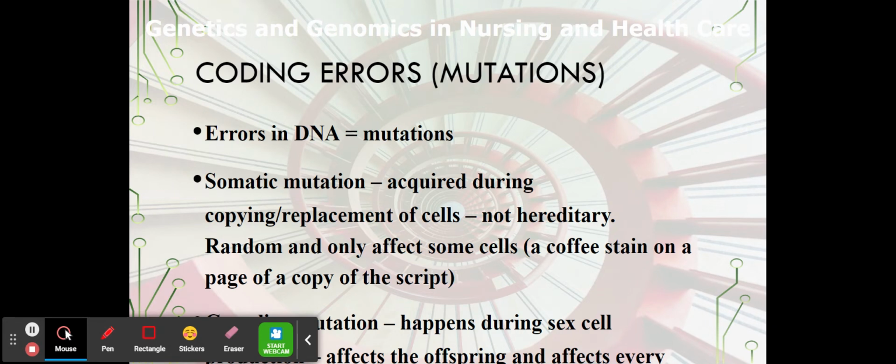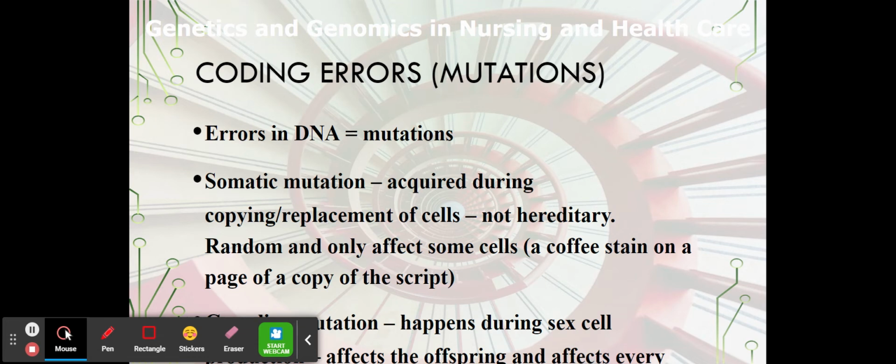That having been said, in any given cell cycle, there can be a mutation. Errors in DNA equals mutations. They are changes. That's when the sequence of the base pairs or the genes, something goes wrong. We have, and I alluded to this in class, somatic mutations. They are acquired during the copying or replacement of cells, that normal mitosis in your skin cell, in your bone cell, in the cells that line your intestinal tract. They are generally random and only affect some cells. Now, if you have exposures to mutagens that affect large numbers of cells, you will see changes.